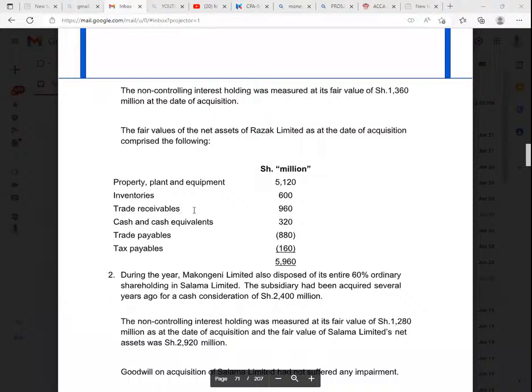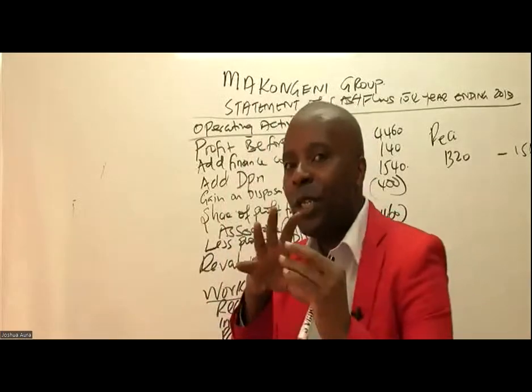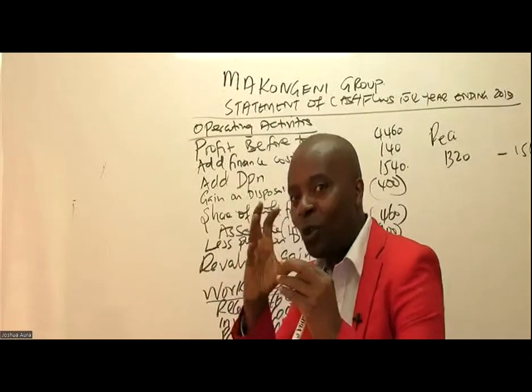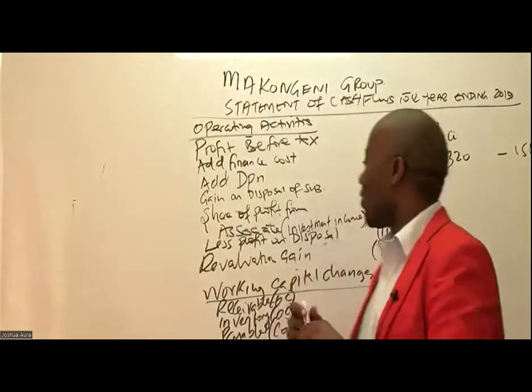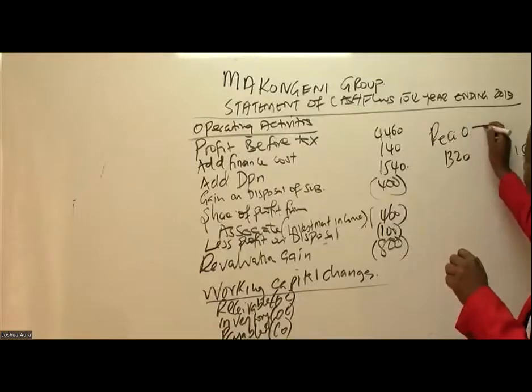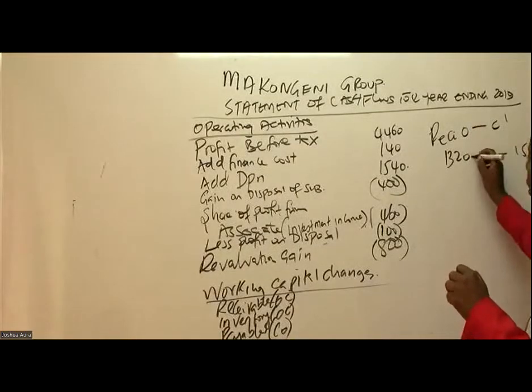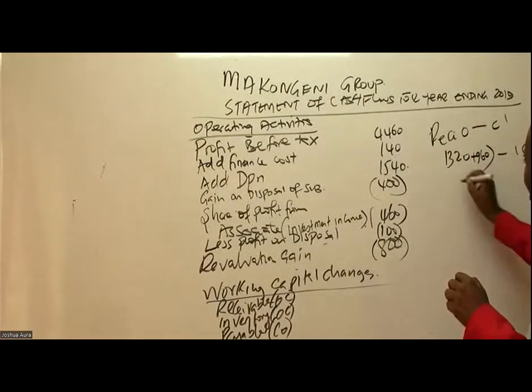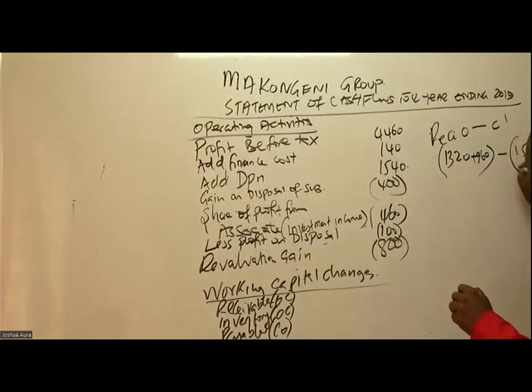And you can see Razak came with trade receivables of 960. Those receivables of 960 must have gone to boost my stocks. So in this case, in the opening, remember it is opening minus closing. So in the opening, please put 960 there, put bracket minus closing.